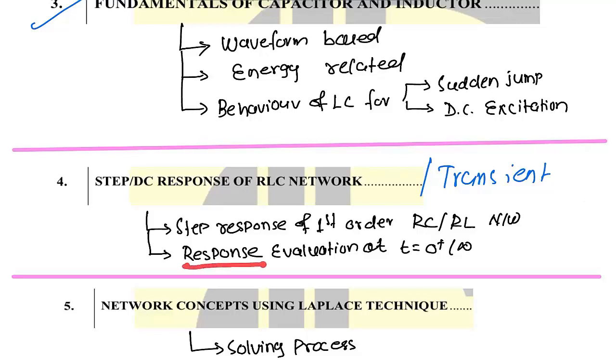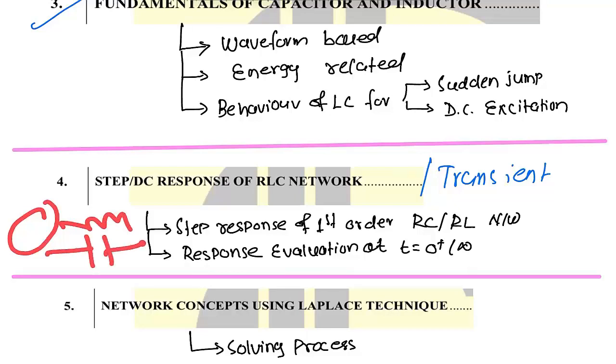And the second model is response evaluation at t equal to 0 plus and infinity. A network will be given which may contain a bunch of resistors, inductors and capacitors. So a network will have R, L, C components, and you will be asked to find what the voltage or current is at t equal to 0 plus. Similarly, what is the voltage or current at t equal to infinity, if the input is DC or step.